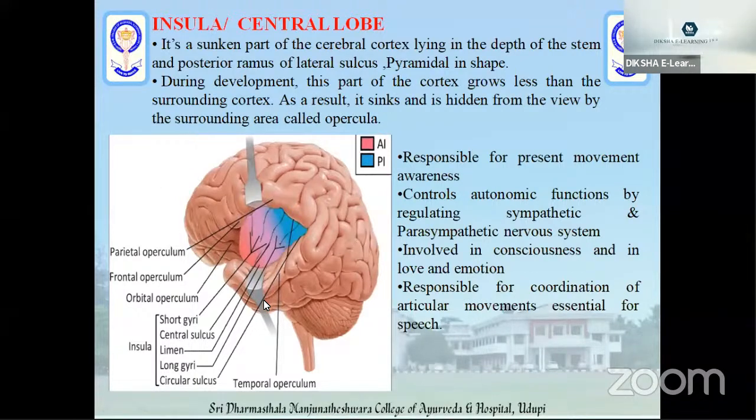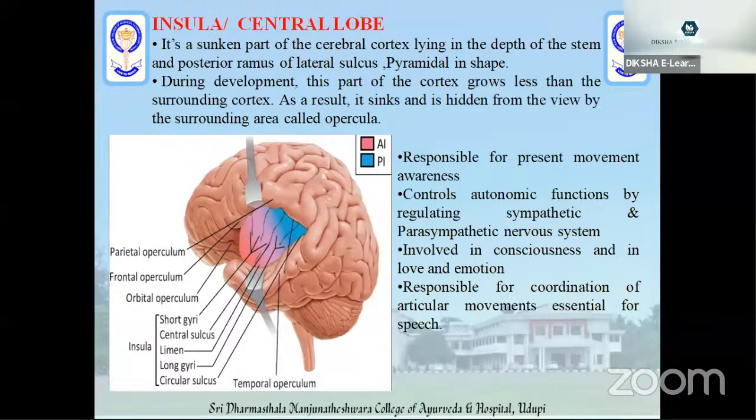It is also responsible for the coordination of the articulatory movements essential for speech, because Broca's area is located nearby. When we remove the temporal operculum, the frontal operculum and the parietal operculum, we can see the central lobe, which is hidden under these lobes. Therefore, externally we can observe only four lobes: the frontal lobe, the parietal lobe, the temporal lobe, and the occipital lobe. Now, let us go towards the functional areas of the cerebrum, the main topic.